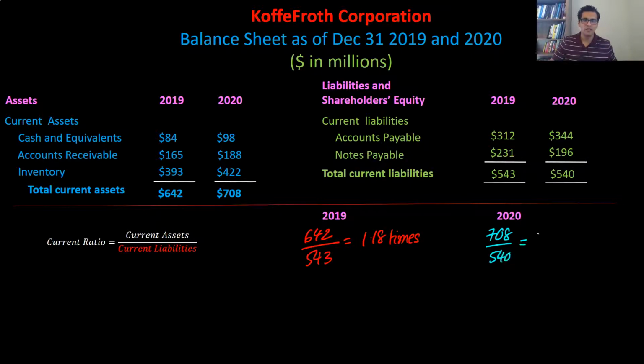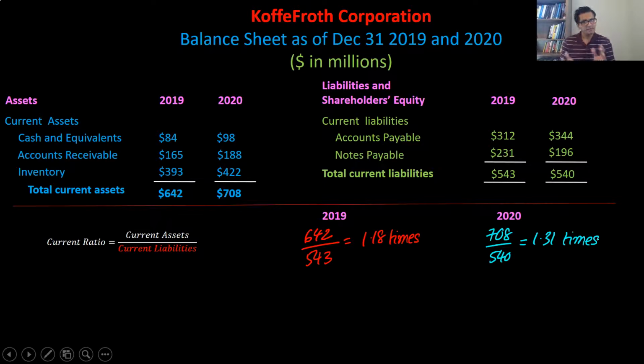When you do this math, this will give you 1.31, and again, the unit of measurement is going to be times. So that's one way that you can measure how liquid the business is. Is this good? Is this bad? Well, you can't really say, but generally a number greater than 1 is comforting, as you can probably see. Why? Because for every $1 that we owe, we have more than $1 to cover it.